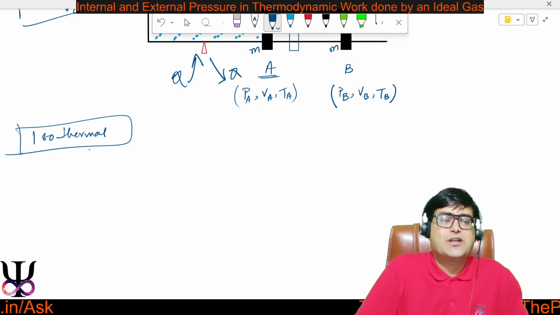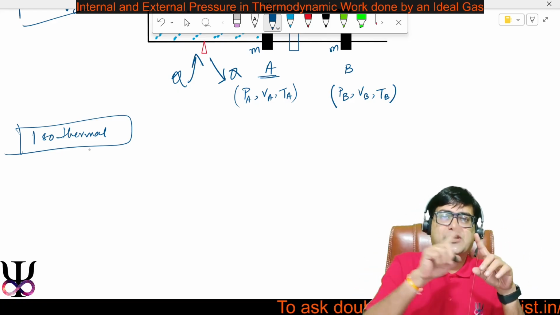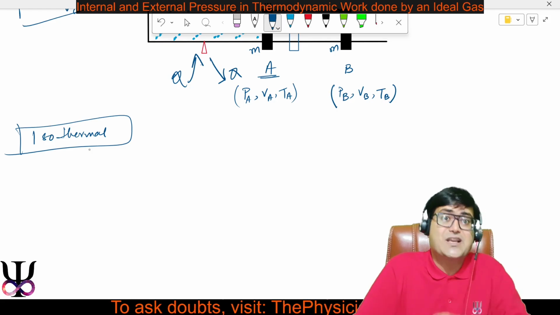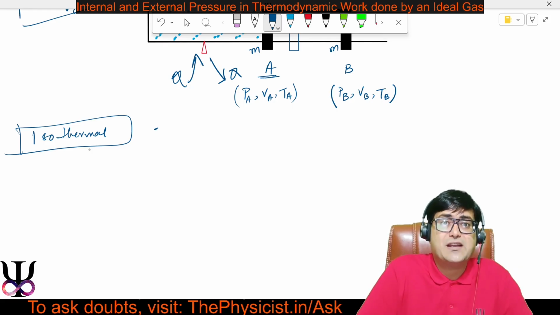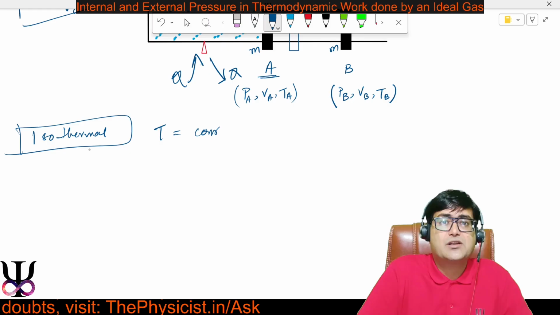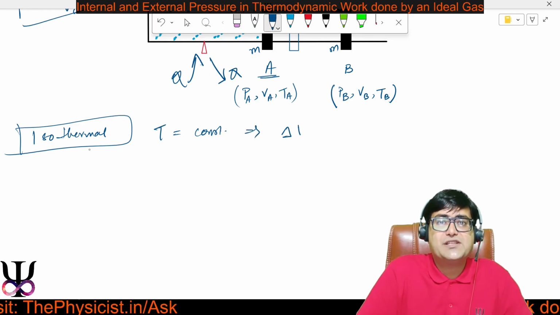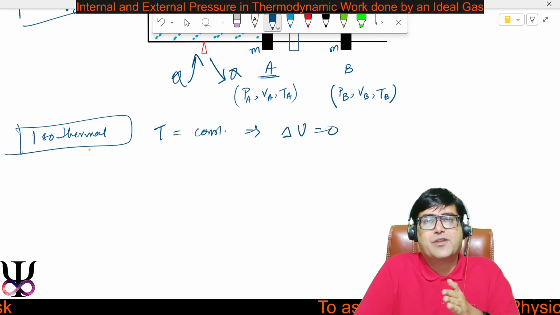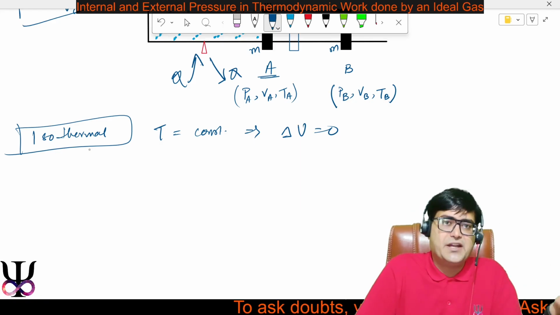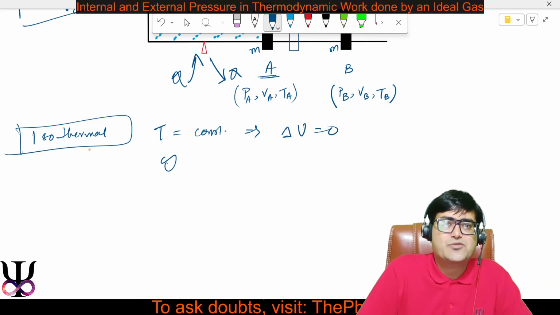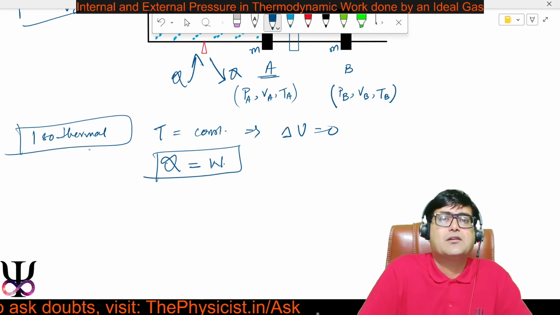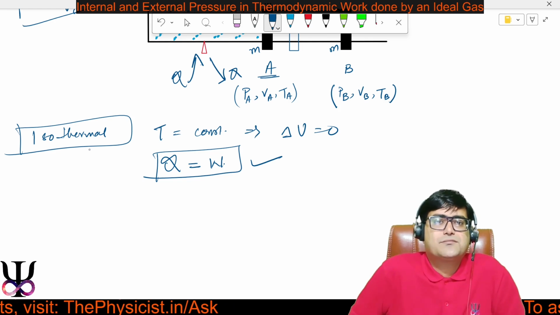Isothermal means you have to make sure that the temperature stays the same throughout the gas, so it has to be a quasi-static process. In isothermal, understand, temperature is constant. That means the change in internal energy is zero, because internal energy is a function of temperature. If the temperature doesn't change, the internal energy does not change. In that case, whatever heat you have supplied is the work done by the gas, right?